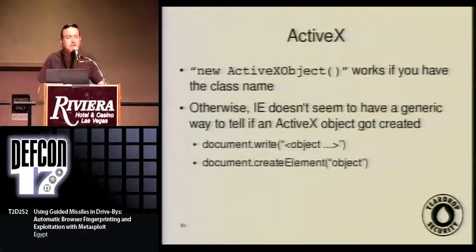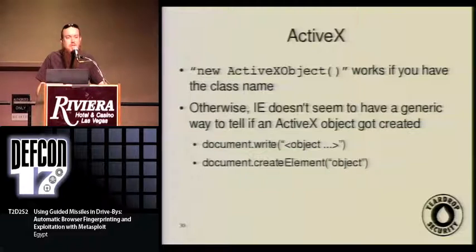Unfortunately, if you've only got a class ID and you don't have the class name, writing it out using document.write or creating it with document.createElement gives you a DOM object instead of an ActiveX object. Well, that's kind of a pain in the ass.